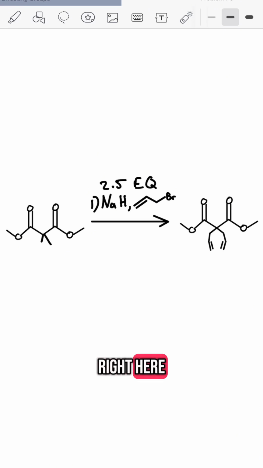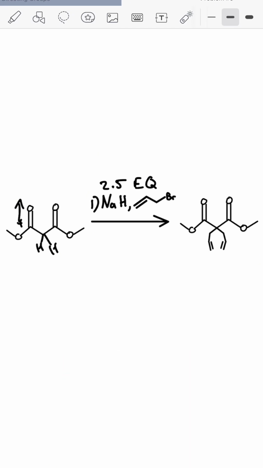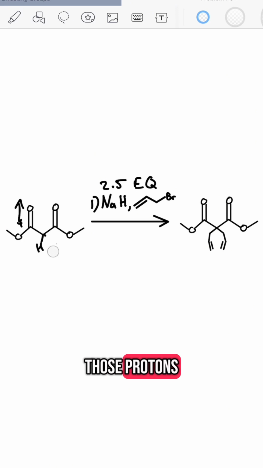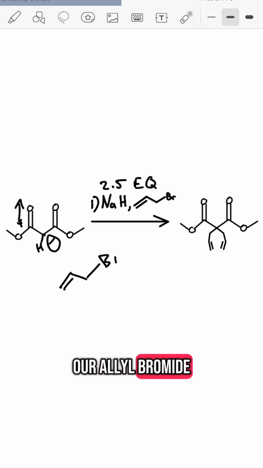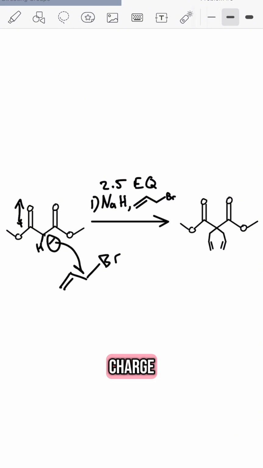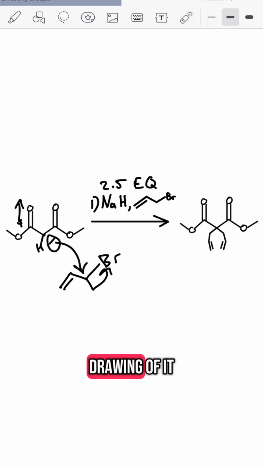This alpha position right here has two protons that are super acidic, because both those carbonyls are electron withdrawing. So it's going to grab one of those protons. Then that's going to have a negative charge sitting right there. Then we have our allyl bromide. Our negative charge is going to attack that in an SN2 reaction and form our intermediate product, which I'm just going to give a kind of crude drawing of.